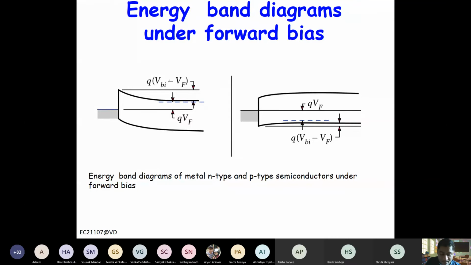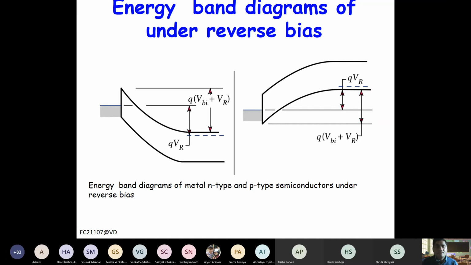So this is again for forward bias. This is also for forward bias. These are band diagrams. It is very important for semiconductor students to be able to draw the band diagrams. And similarly, you can see the band diagram in the reverse bias. I will share these slides with you. So all these barriers are increased when you apply the reverse bias.